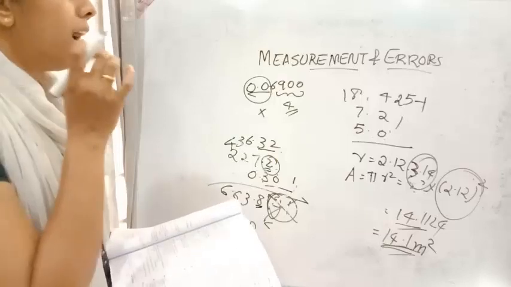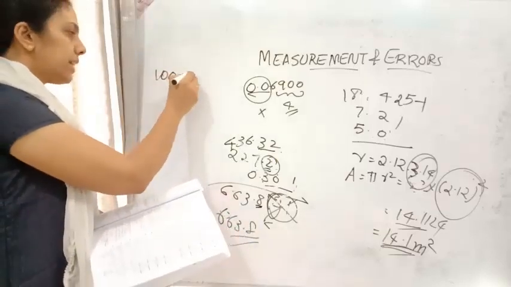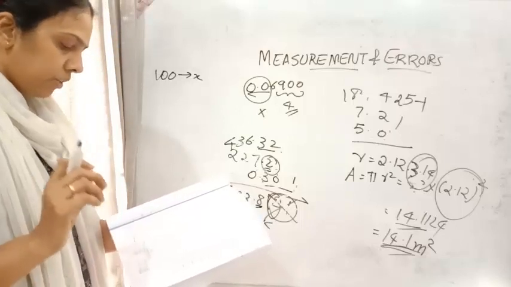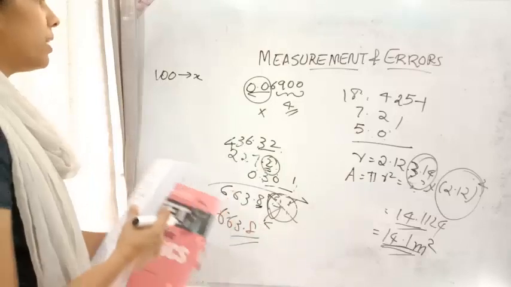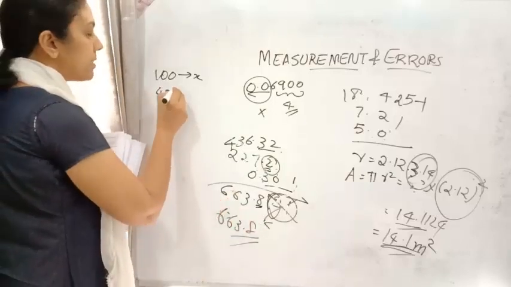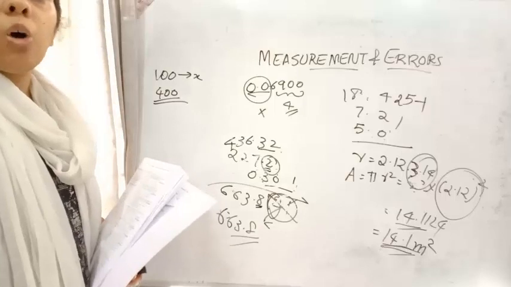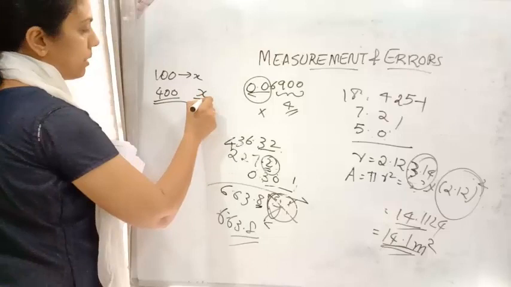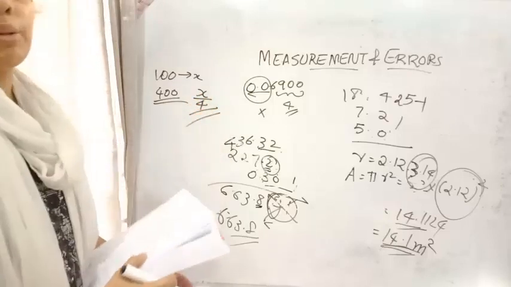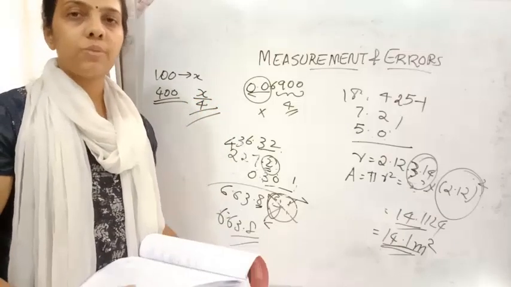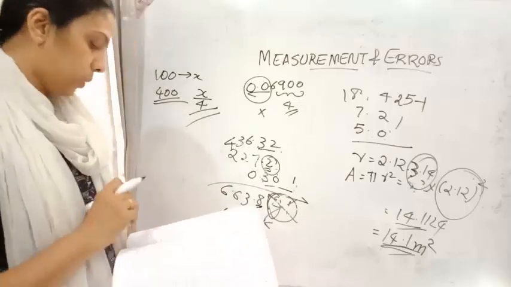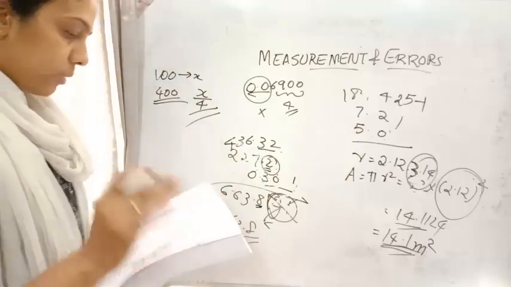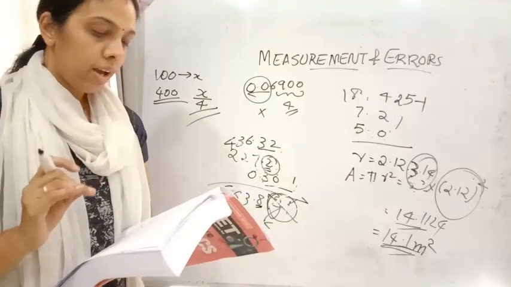So the next question is: the random error in the arithmetic mean of 100 observations is x. Then the random error in the arithmetic mean of 400 observations would be? If we are increasing the number of observations, the error will decrease by that much. One-fourth it will become. In the previous class also, we did the same kind of question. So the answer will be x by 4 here. Clear?